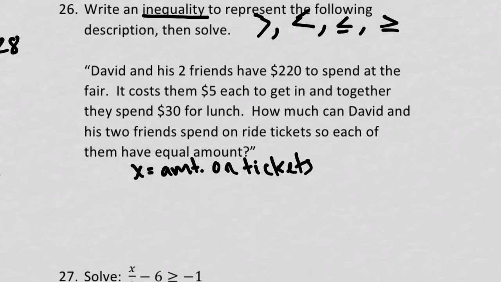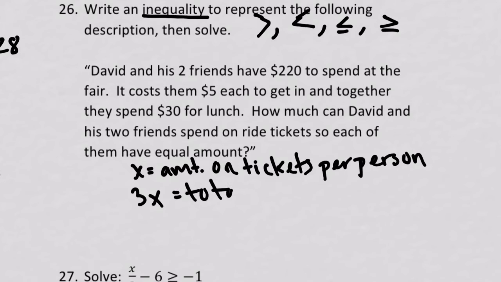So since there's 3 of them, David and his 2 friends, the amount they spend on tickets is 3x, right? This is per person, and this is total for the 3 friends, David and his 2 friends. They have $220 to spend, but they have to pay for the entrance, which is $5 each. $5 for 3 people, that's $15. So they spend $15 for the entrance. Total.